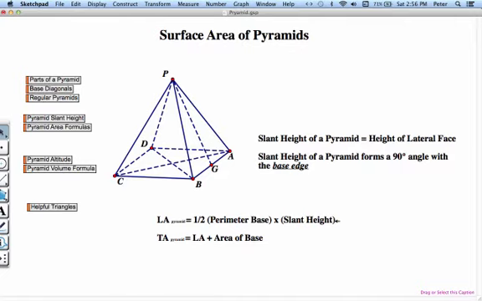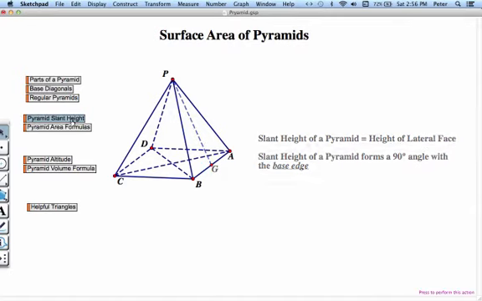If it's a rectangular pyramid or a non-regular pyramid, you have to calculate the area of each face. You can't use this 1/2 perimeter of the base shortcut, similar to what we used with prisms. Total area equals whatever you calculated for the lateral area plus the area of one base, because in a pyramid, of course, we only have one base.